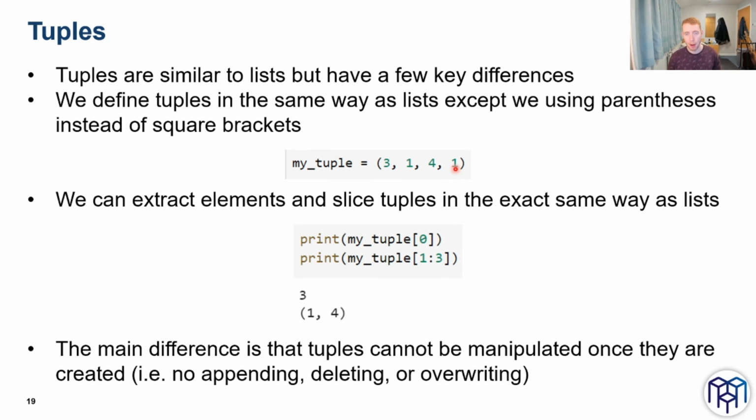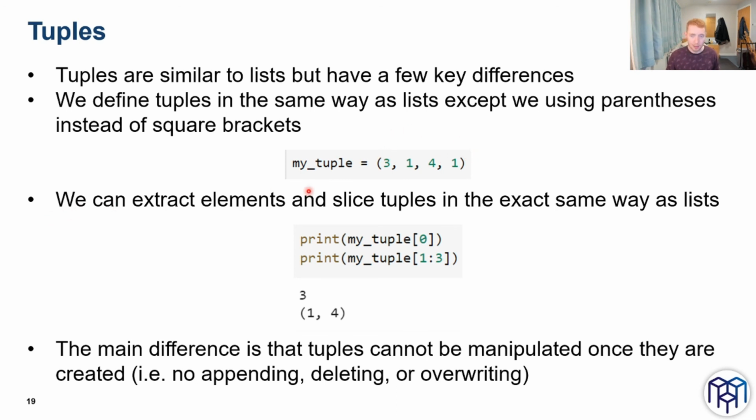Okay, so we're going to wrap up today's session by talking about tuples. Tuples and lists are very similar, but there are a few key differences. We define them in similar ways, but whereas with lists we use square brackets, with tuples we use parentheses, or these kind of curved brackets like this. For example, we can create a tuple with these 4 numbers called my tuple, with the values 3, 1, 4, and 1.